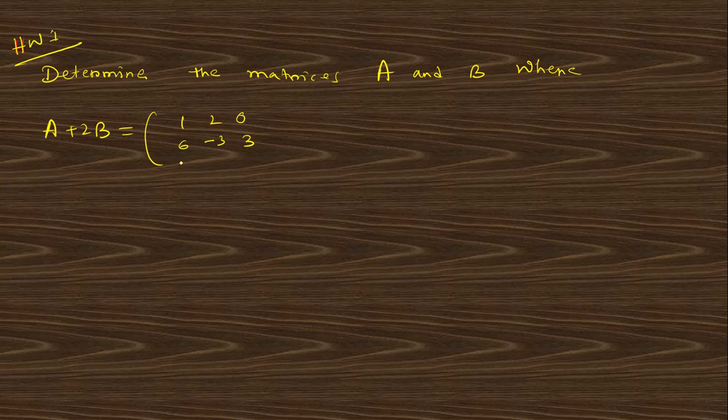Determine the matrices A and B where A plus 2B is equals to 1 2 0, 3 6 minus 3, 3 minus 5 3 1 and 2A minus B is nothing but 2 1 5, 2 minus 1 6, 0 1 2. This is the homework 1.